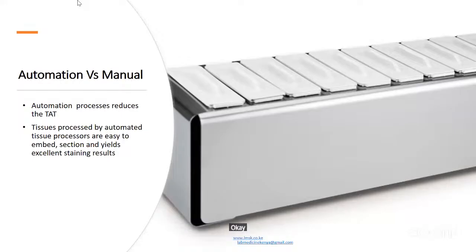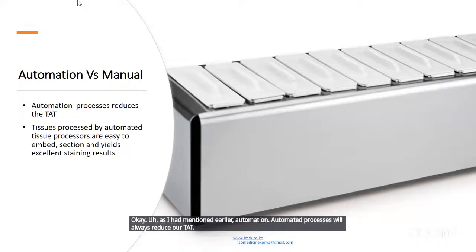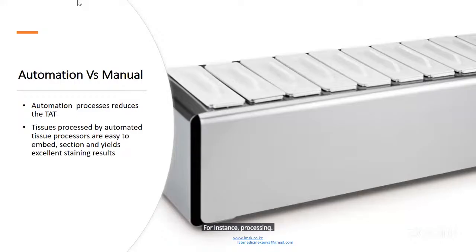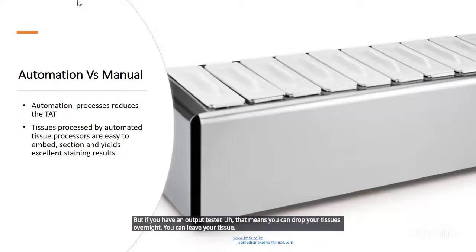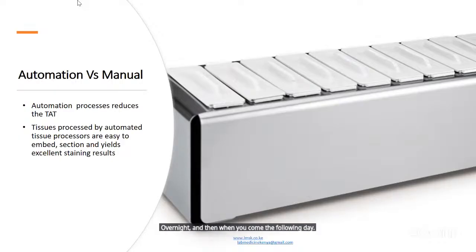Okay. As I had mentioned earlier, automated processes will always reduce our TAT. For instance, processing. If you are processing manually, you'll need to do it during the day when you are there. But if you have an auto processor, you can process your tissues overnight. You can leave your tissues overnight, and when you come the following day, you just proceed with blocking. So the auto processor has reduced our TAT by a whole day, which is a very big impact.